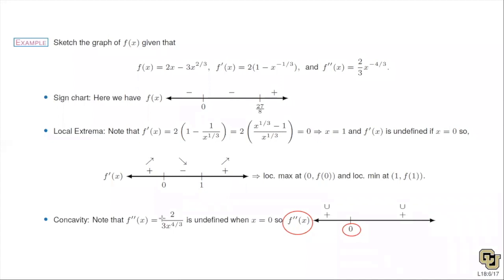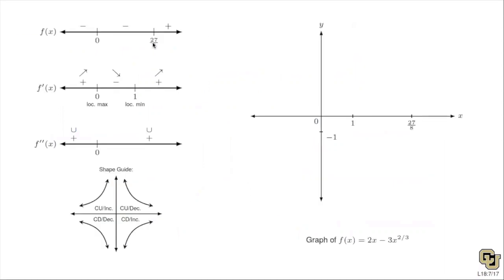Because x is always raised to the 4th power, it's always going to be non-negative. So here it's always non-negative. So it's concave up before 0 and concave up after 0. I don't have a concavity change, so there's no inflection point at 0. But we have some information for the graph. So let's put it all together.